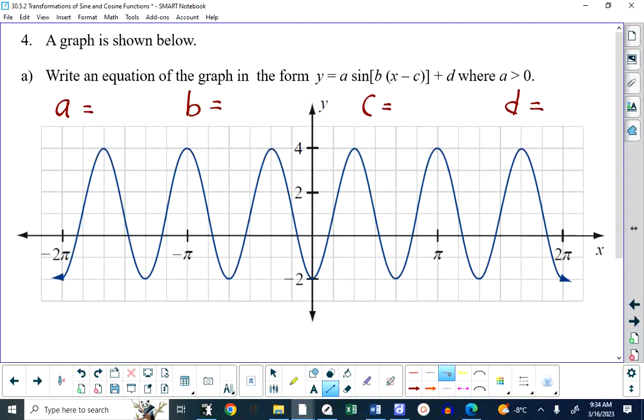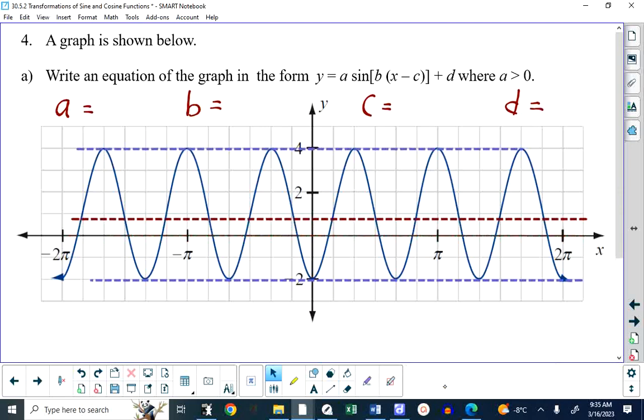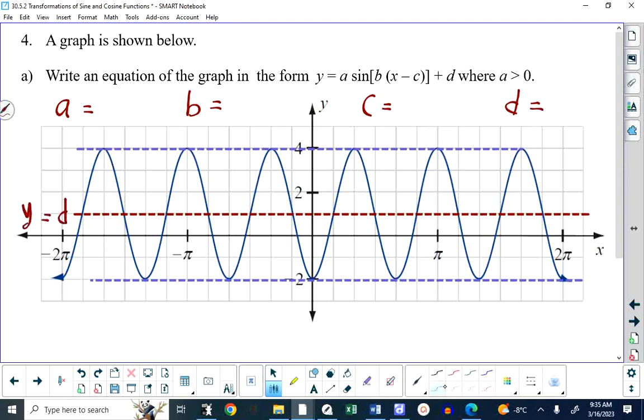If that doesn't do it for you, then you need to imagine or potentially draw in these lines. And right away I looked at that and visually I went, no, that doesn't look right. The middle has to be halfway between the top and the bottom. So again, this number here is always y equals d, always. And then the amplitude is how far above. So if the amplitude is 3, A is 3, the vertical displacement is 1.